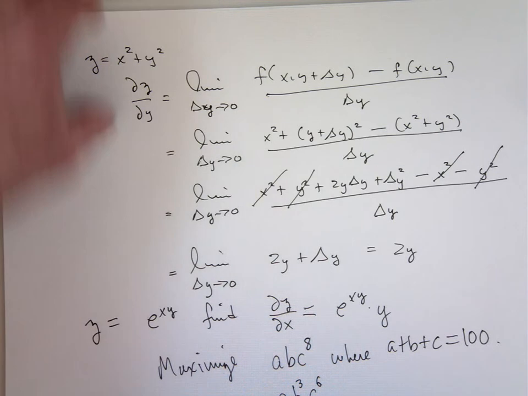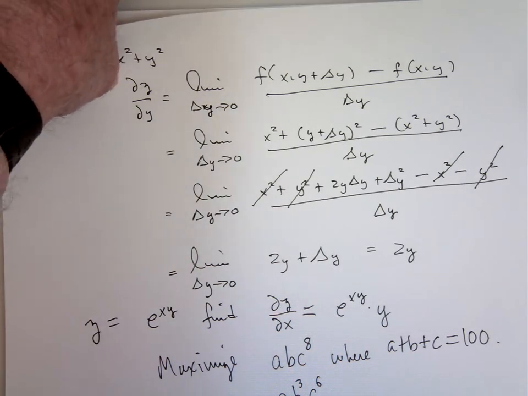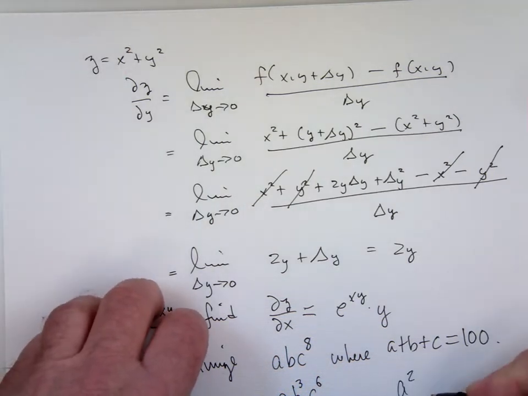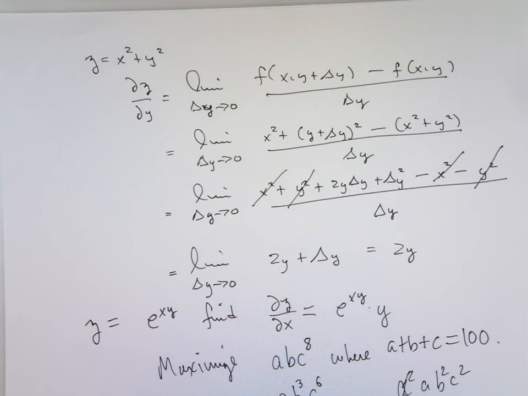For A times B squared times C squared, the answer would be 20, 40, 40. Yeah, exactly right. That would maximize that product. No other way of dividing up that 100 into A, B, and C will give you a product as great as that one. That's the greatest one.